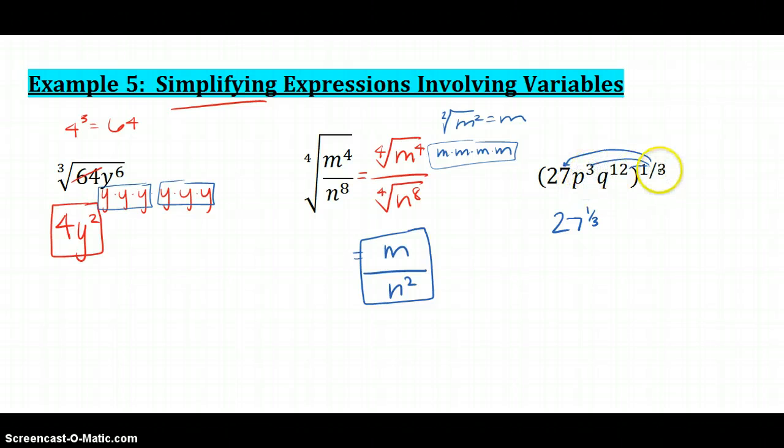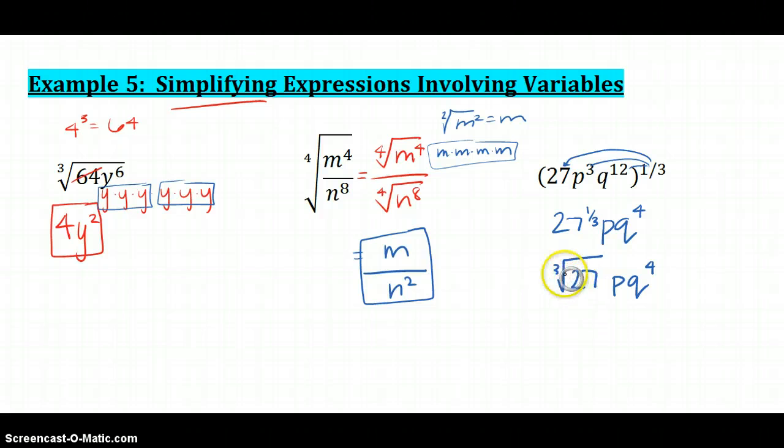Then when we have a power to a power, you multiply. So 3 times 1/3 is just 1, so we just have p, and 12 times 1/3 is going to give me a 4. Now this is where the simplifying gets tricky, because before you just had whole numbers here, now we have fractions. Remember that the 1/3 means the cube root of 27.